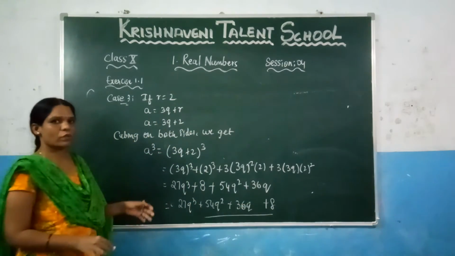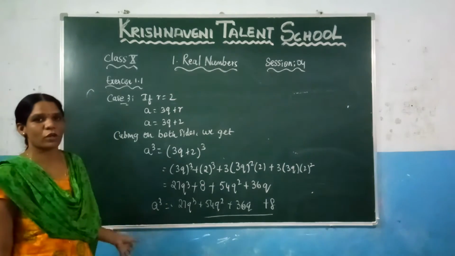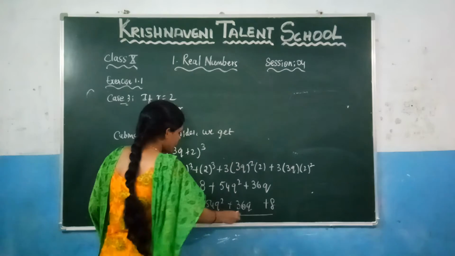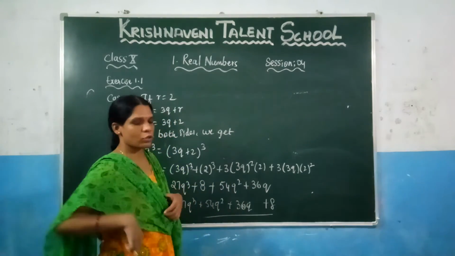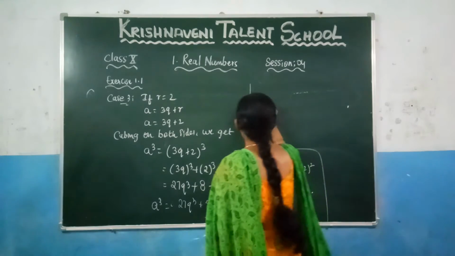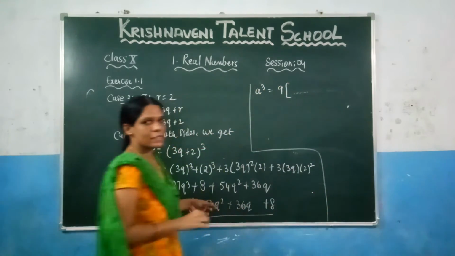What we need to show? We need to show here the cube of the positive integer is of the form 9m plus 8. Since plus 8 is already there, between these three terms take 9 common. So what will you get here? We will get a cube is equal to, if you take 9 common in these three values, you will get it here 3.